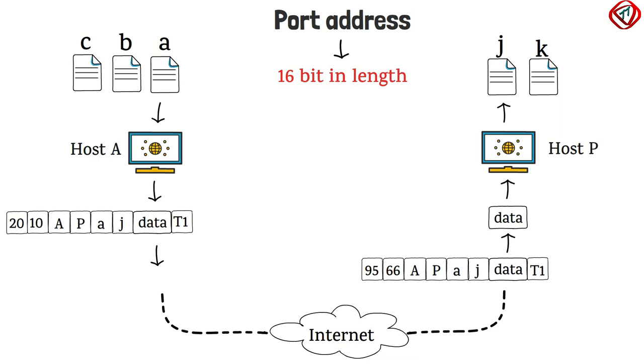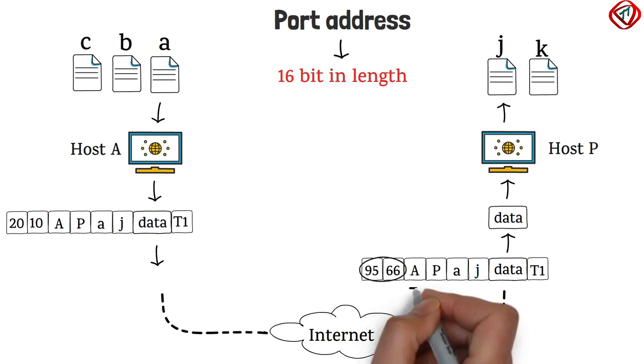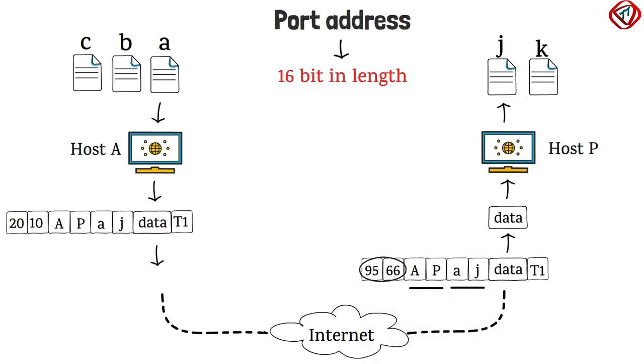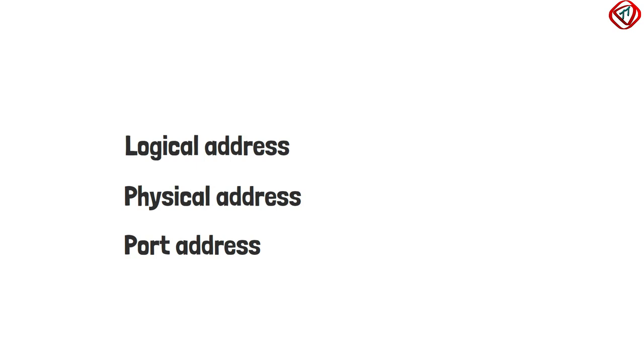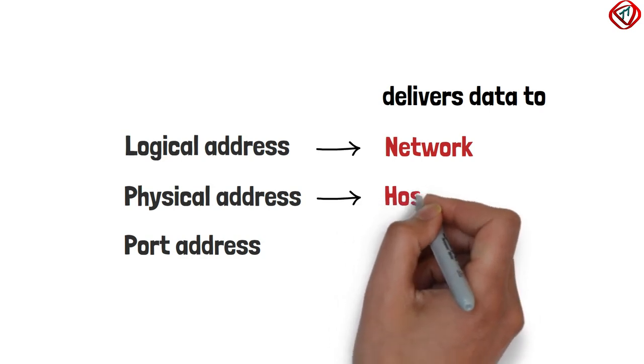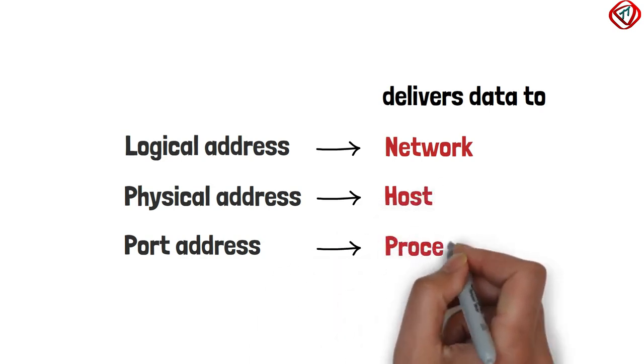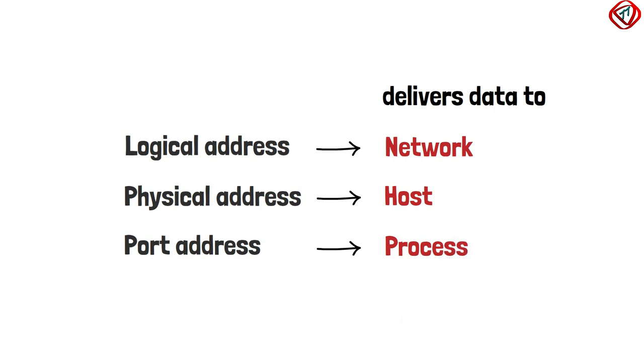Since the physical address changes with each hop, so the frame which host P receives has a different physical address. Logical and port addresses remain the same. Therefore, the logical address delivers data to the right network, physical address delivers data to the right host, and the port address delivers data to the right process.